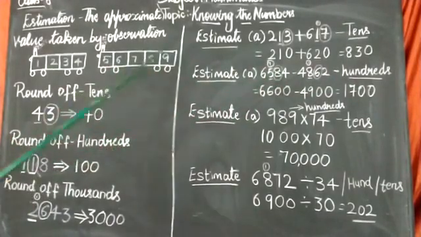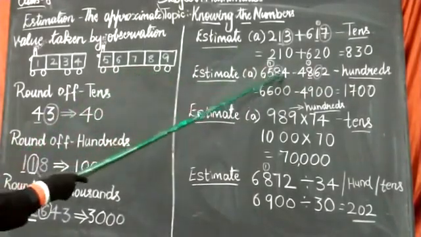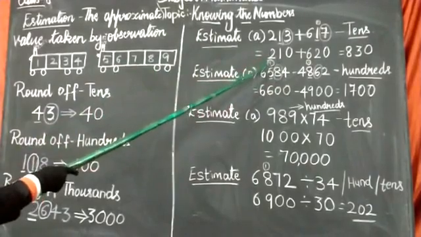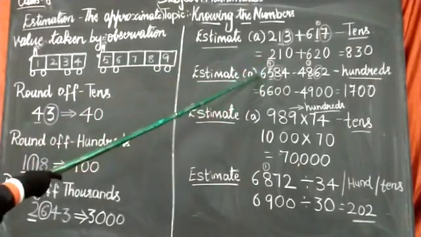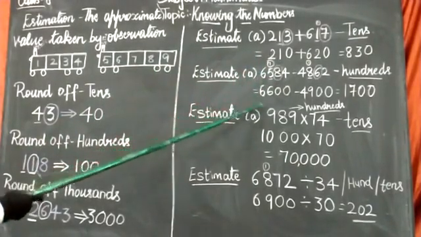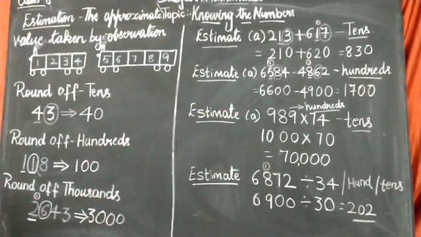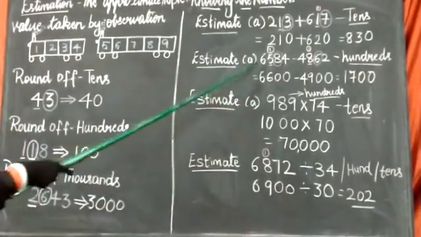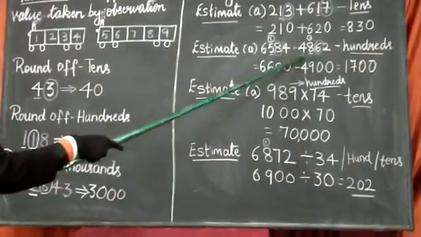8 is more than 5. So we should add 1 extra. And this 5 becomes 6 and 6,000 as it is. Did you get how I estimated to the hundreds place? Now estimate this number also.